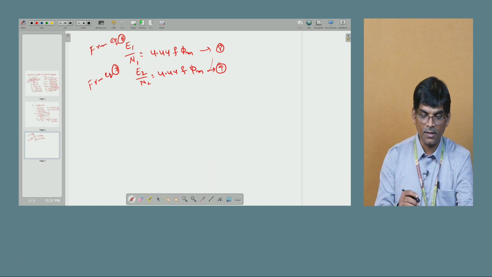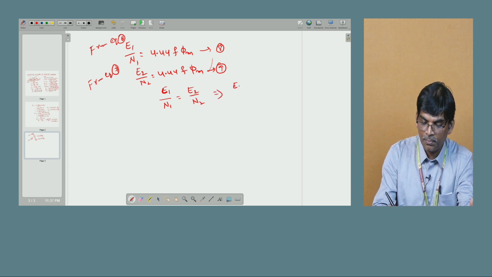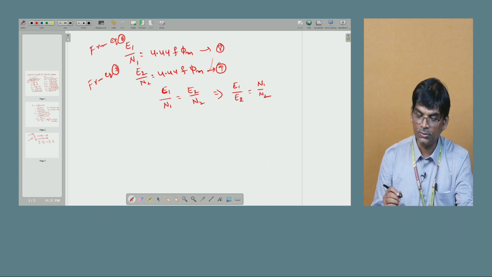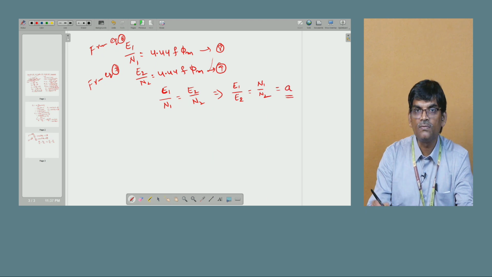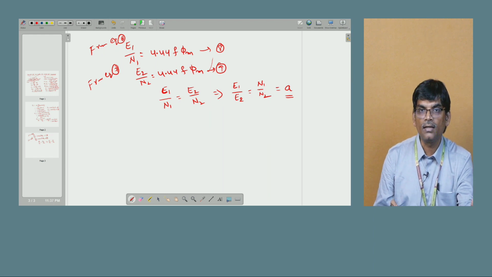From these two equations, we observe that the per turn voltage on both the primary side and the secondary side is the same. So that's why you can compare the voltage ratio. E1 by E2 is equal to N1 by N2. This is called the transformer ratio, N1 by N2, denoted by A. This is very important for finding the equivalent circuit of a single phase transformer and calculating the remaining parameters in the transformer.